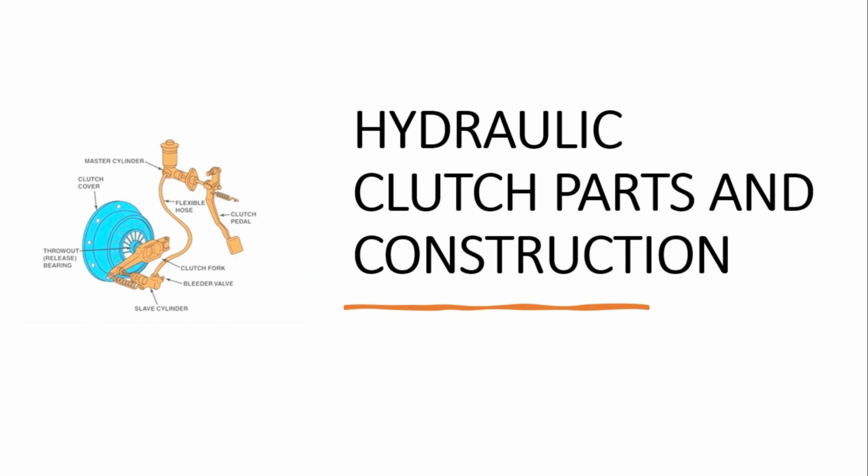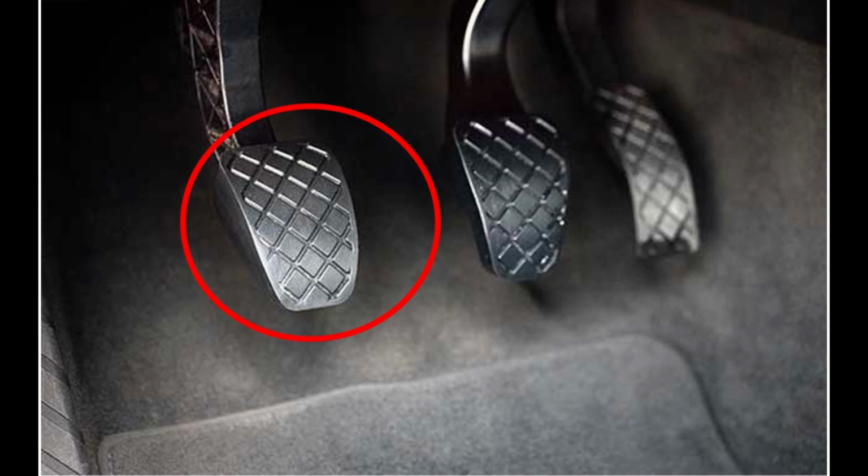Today, we will discuss hydraulic clutch parts and construction. Number 1. Clutch pedal. The clutch pedal is the primary part that engages a clutch in a vehicle. The clutch disengagement process starts when a driver presses the clutch pedal.